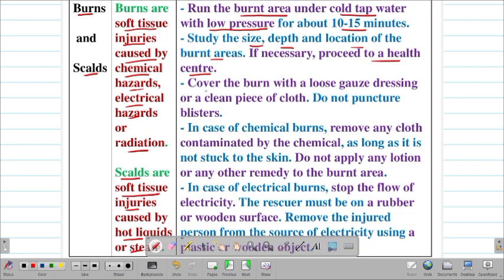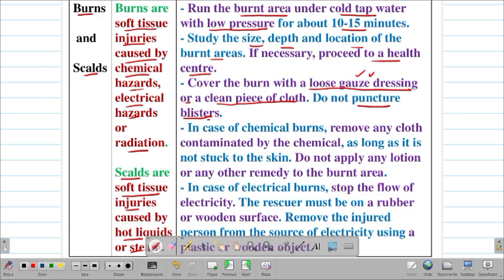The next first aid measure is to cover the burned area with a loose gauze dressing, or a clean piece of cloth. A gauze dressing is simply a cotton material used to clean, cover, and absorb the fluids from the wound and protect it from further contamination. So cover the burned area with a loose gauze dressing or a clean piece of cloth, and you need to be careful not to puncture the blisters.